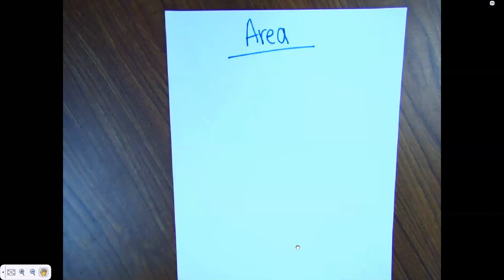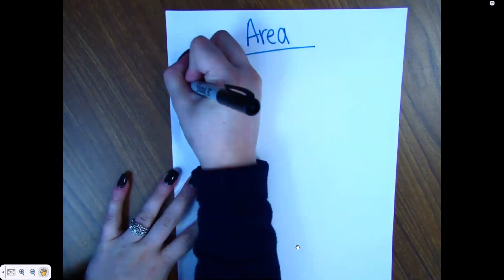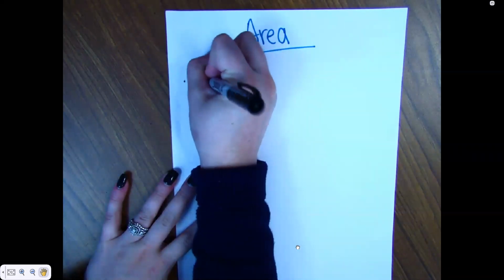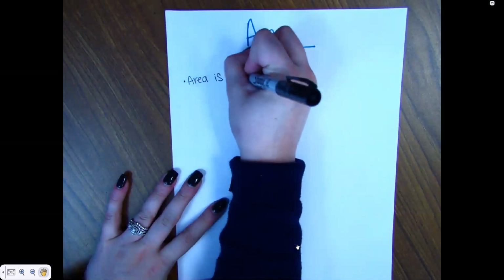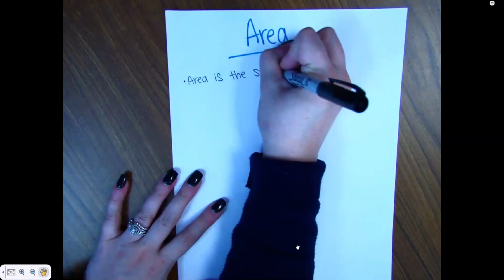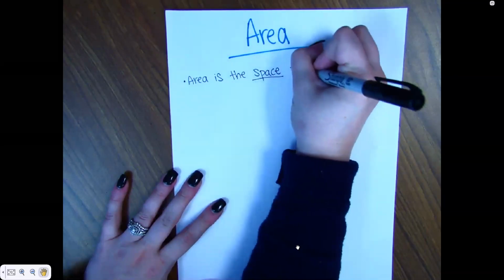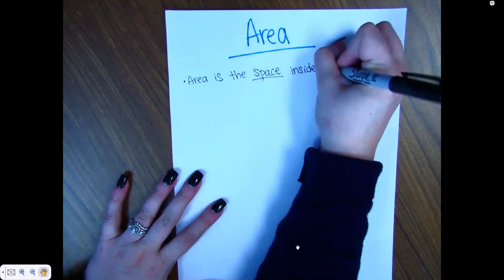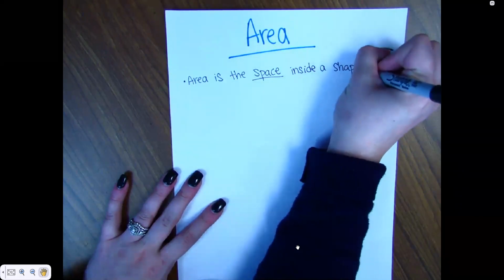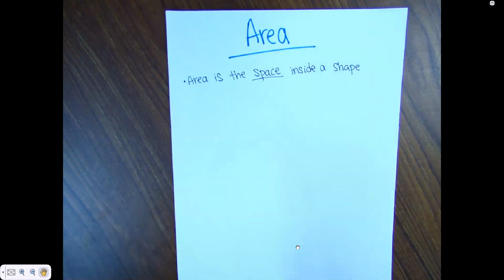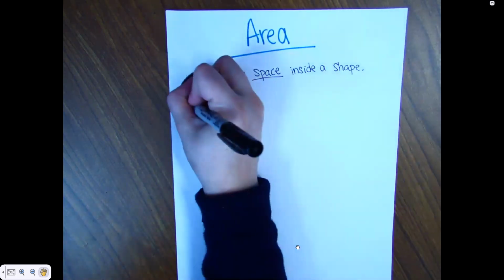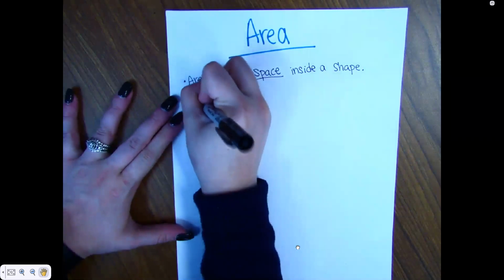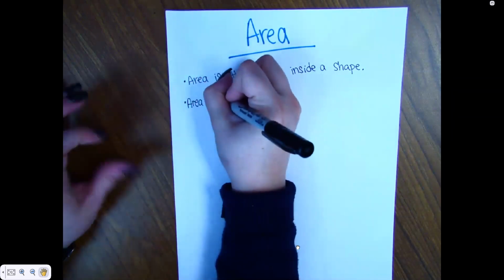Area. So area is the space inside a shape. And then Tony actually just told us area is measured in square units.